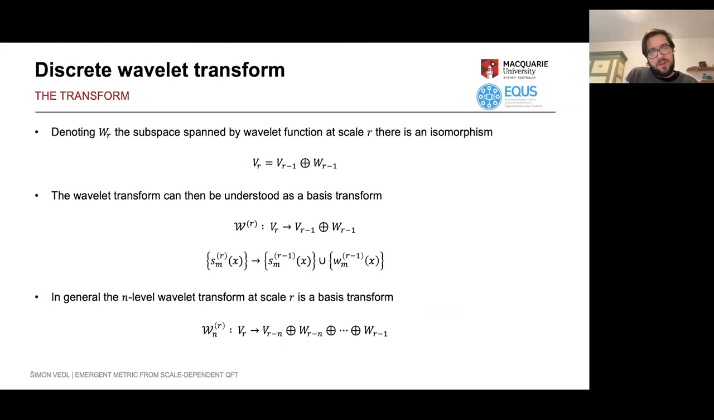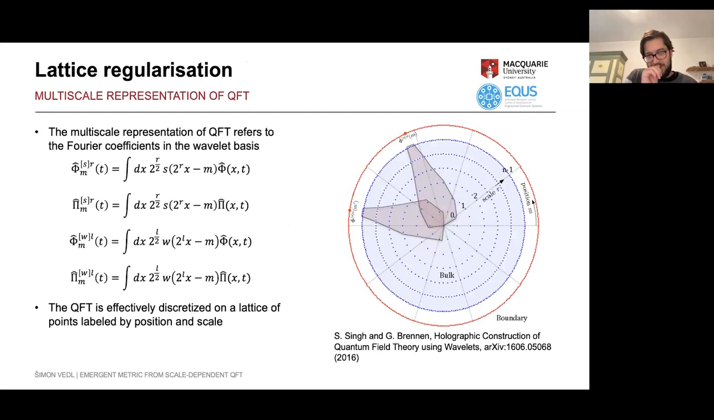Yeah. So how do we use it in our field theory? So this is an example of a scalar field. And since we have an orthonormal basis, we could, for example, expand our field operators in terms of that basis. So these are the Fourier coefficients in the wavelet basis. Of course, you could do it with any other basis.